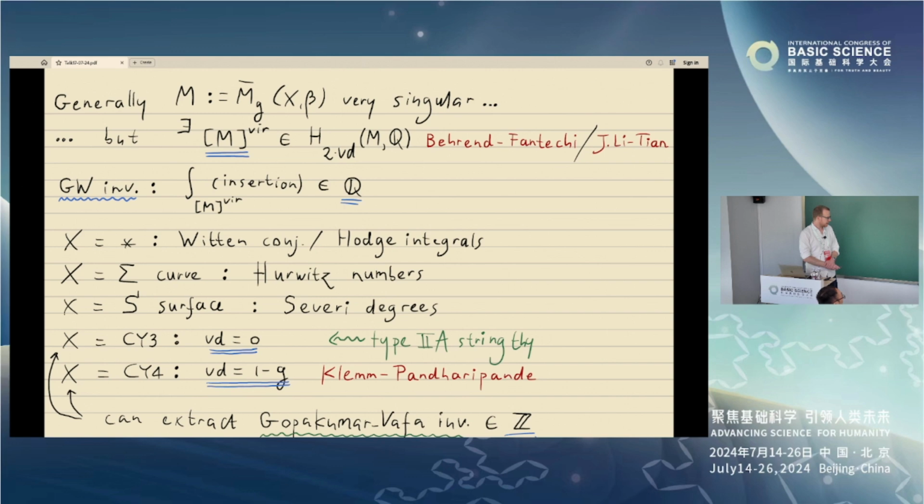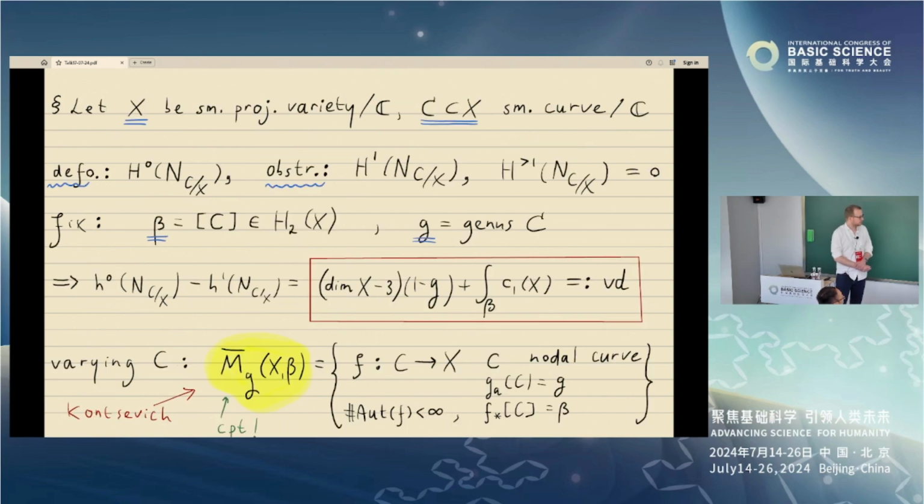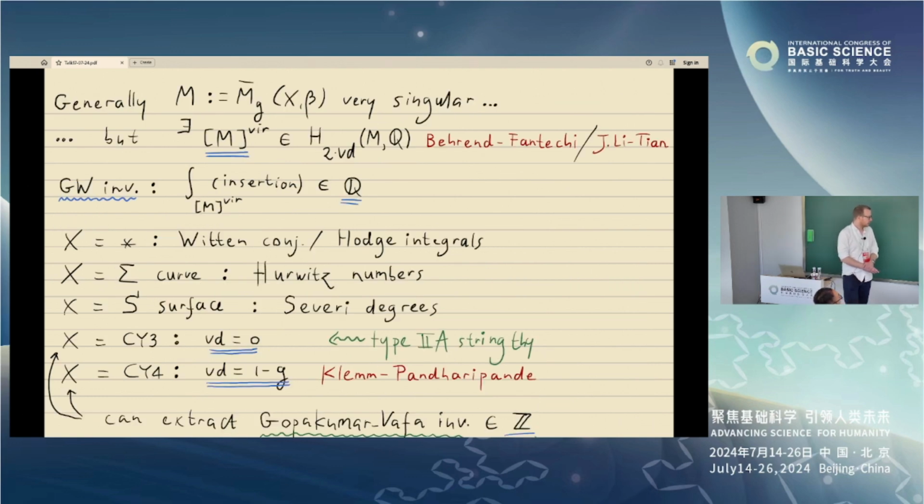And then on the Calabi-Yau threefold X, something very special happens. This formula over here produces zero. So then you get a relation to string theory. And for Calabi-Yau fourfolds, which come back later in this talk, the virtual dimension is 1 minus g. So the only interesting cases to consider are genus 0 and genus 1, roughly speaking. So I'll come back to this later in the talk. In general, these numbers are rational numbers, but there are certain multiple cover formulas in both cases which turn them into integer invariants known as Gopakumar-Vafa invariants.